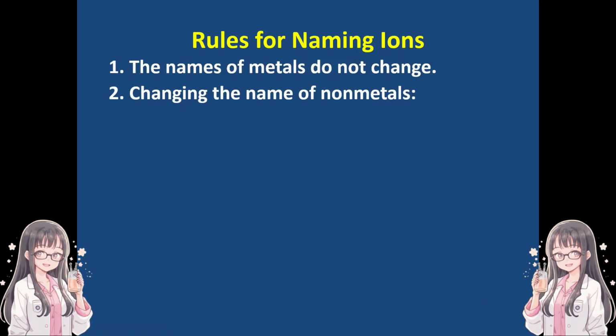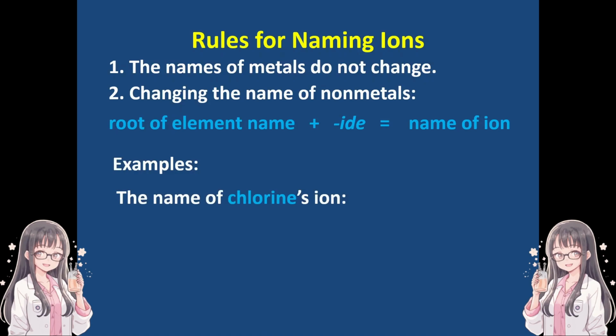Now let's combine them together. Again, number 1 rule, the names of metals do not change. Second rule, changing the name of non-metals. So root of the element name plus IDE, that's the name of the ion. Example, chlorine's ion. Chlorine is a non-metal. So find the root name of the element, add IDE. So chlor plus IDE, it becomes chloride.